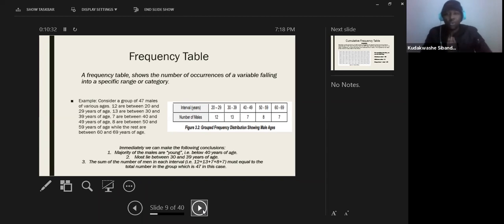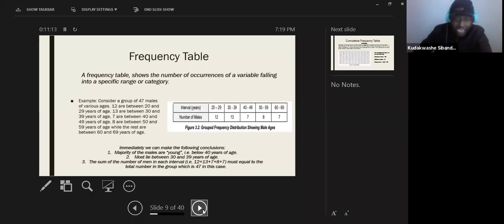So let's now start where most of the information is. This slide is starting to give an overview of unit 3 going forward. So let's talk about what is called a frequency table. A frequency table is a form of table that is employed in statistics. When we create a frequency table, what we are doing is showing the number of occurrences of a variable, of a factor, which is falling into a specific range or category. That might look like a lot of information to process.